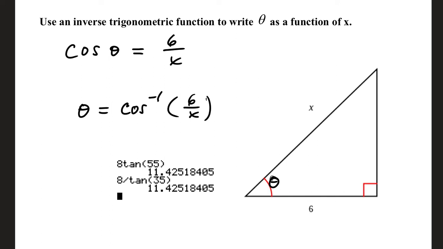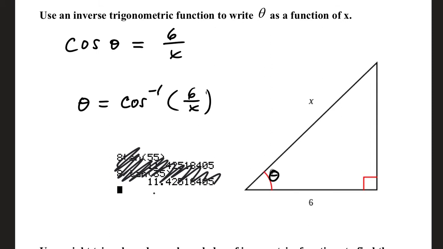Basically, what this function does is it lets us change x on that hypotenuse to any length. I'm going to mark through this. It's bugging me, sorry. And so depending on what the value of x is, the angle will change.